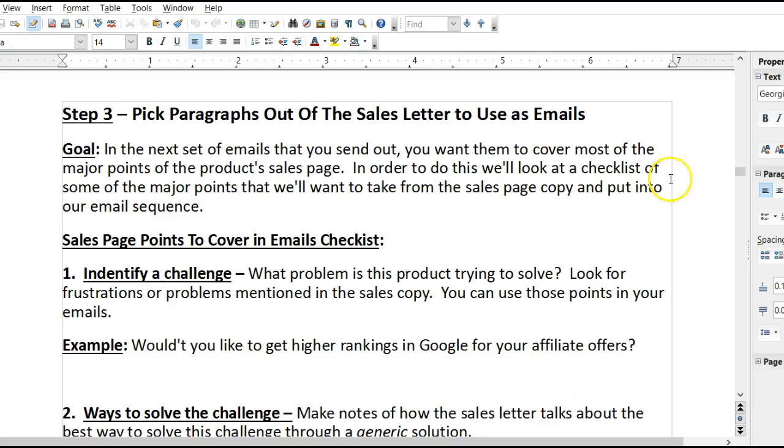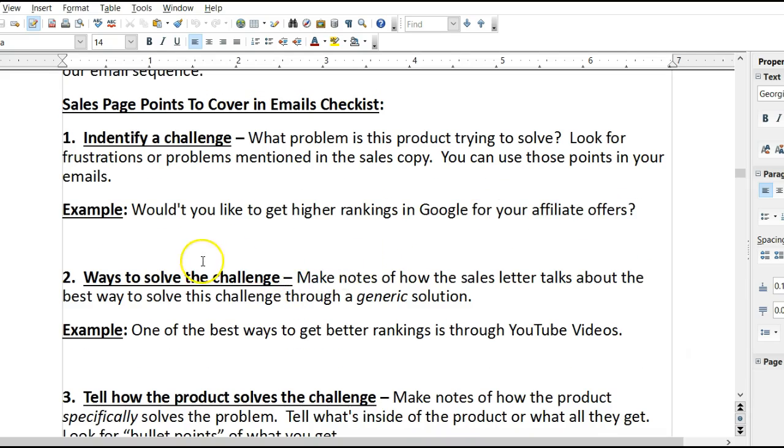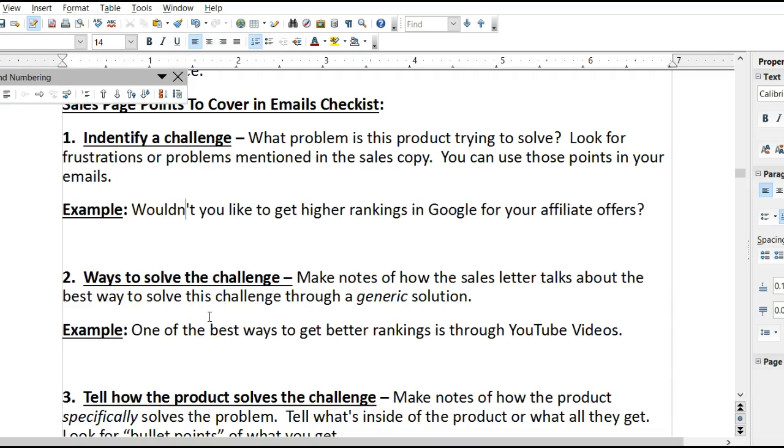most sales letters cover a point where they're identifying a challenge. What is the product trying to solve? What problem is the product trying to solve? You want to look for frustrations and problems mentioned in the sales copy. You can use those points in your emails. So for example, wouldn't you like to get higher rankings in Google for your affiliate offers? That would be one example. Okay, now in our case, our people are wanting to earn affiliate commissions, more affiliate commissions, because they're either not earning any at all or very little.